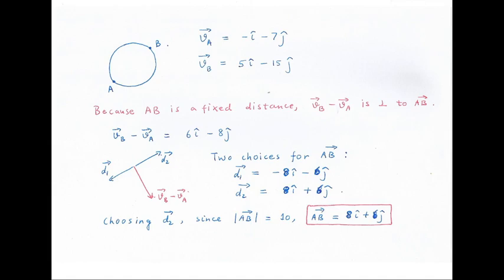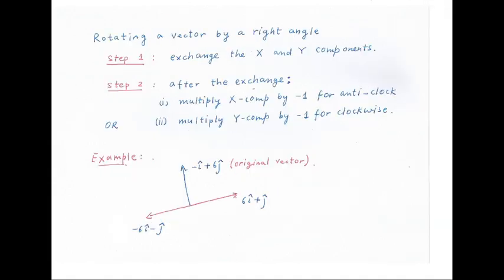Now I have this vector VB minus VA, which I have drawn here with the red pen, 6i minus 8j. How do I find a vector in the xy plane which is perpendicular to this VB minus VA? Obviously I have two choices, and I call these choices D1 and D2. Now how do you arrive at a vector which is perpendicular to a given vector in the xy plane? How do you, in other words, rotate a vector by a right angle, either clockwise or anti-clockwise? Let us look at that over here.